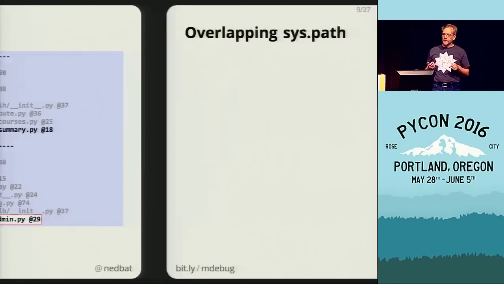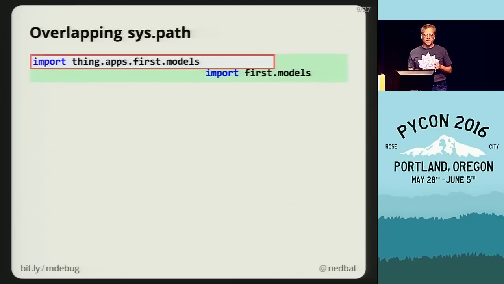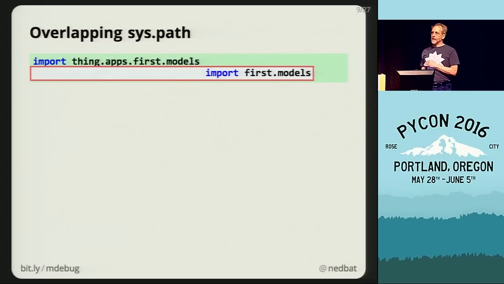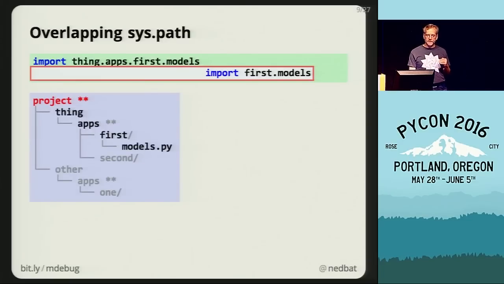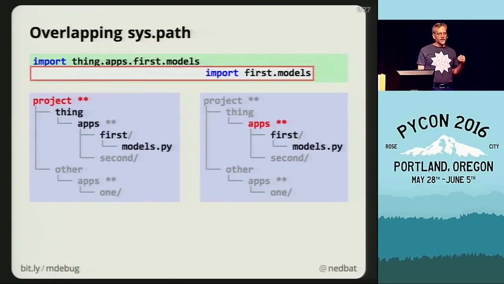And when I looked at those locations, I could see what the problem was. One of them said import thing.apps.first.models, and the other place said import first.models. And the reason that's a problem is because in our directory tree, I've got a map of the directory tree here twice, and the stars are the directories that are on sys.path.